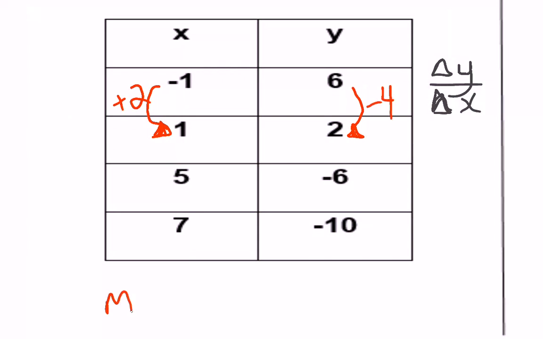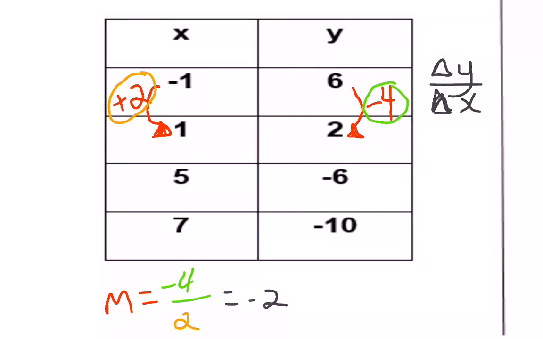And my slope is change in my y, which is -4, over change in my x, which is +2, and that simplifies. -4 divided by 2 is -2.